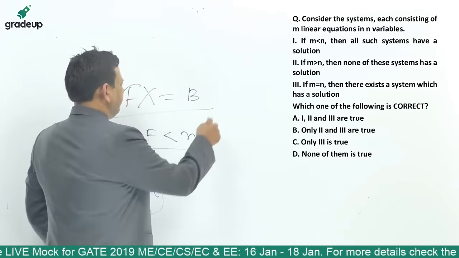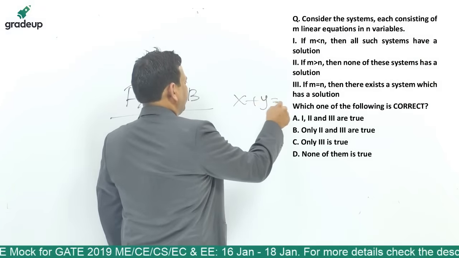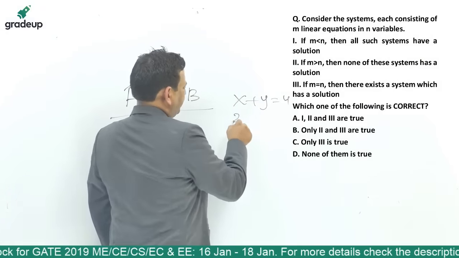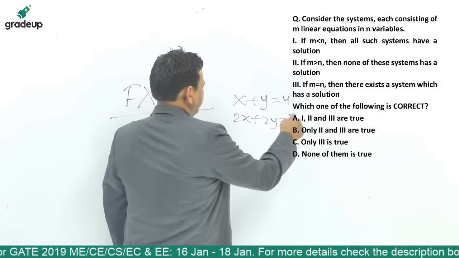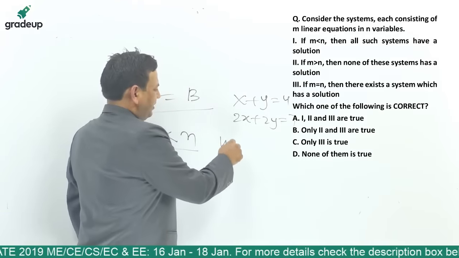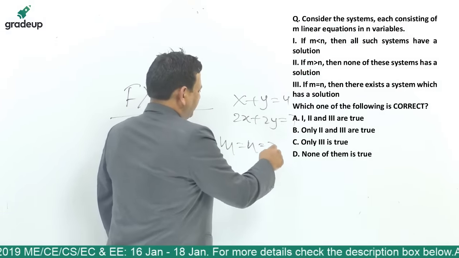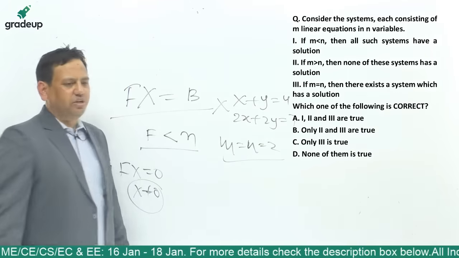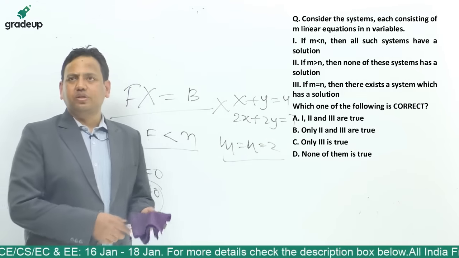Suppose I take an example. x plus y is equal to 4, 2x plus 2y is equal to 7. Now the number of variables is n and 2. Now this system does not have a solution. So my answer is none of these is true. Okay.